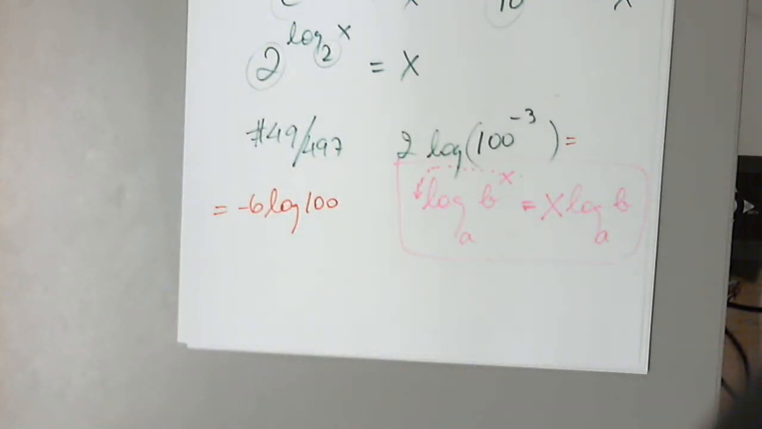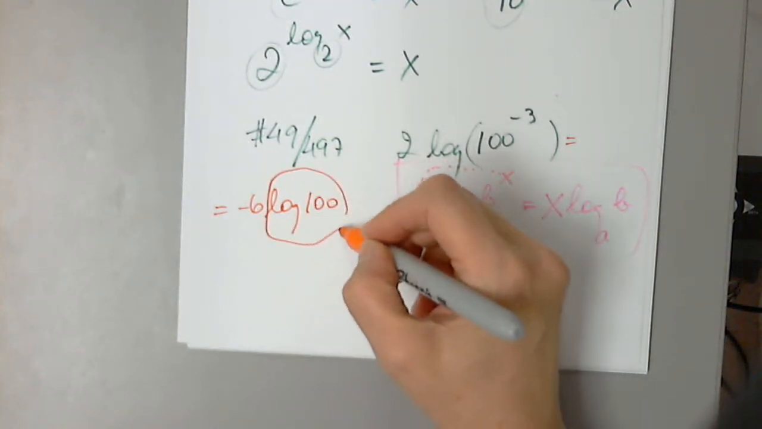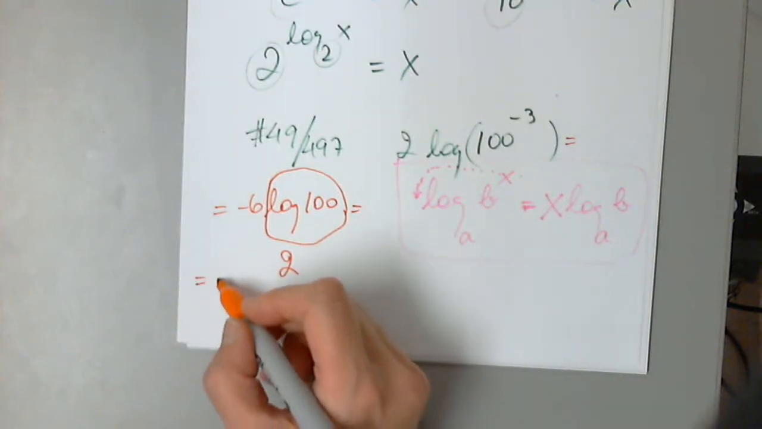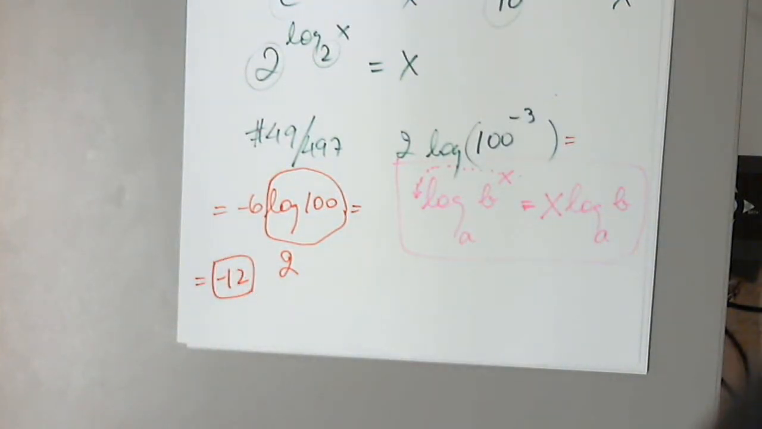But log 100 can be simplified because the base is 10. Imagine now the equation: 10 raised to which power is 100? 2. So then this piece can be replaced by 2. So then the answer is negative 12. You don't have to do the same thing. It's not going to be anything different. Yep, you can. Very good.